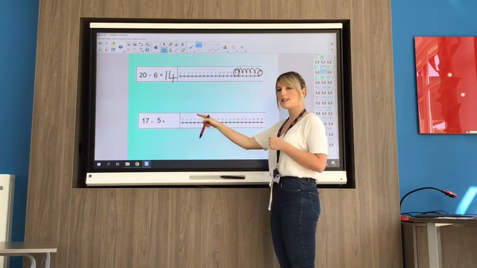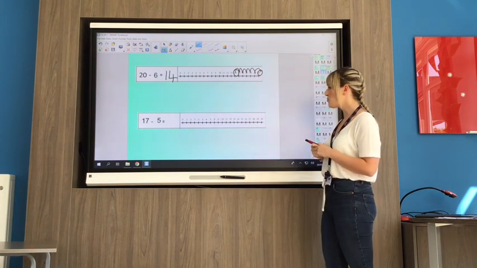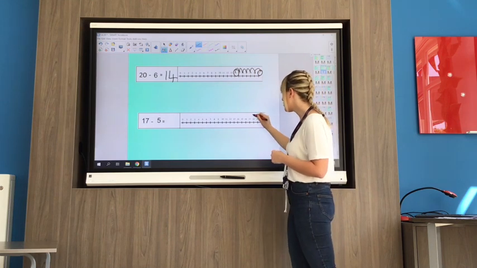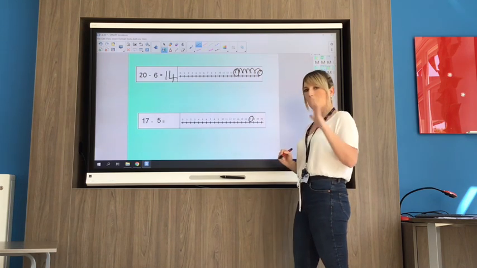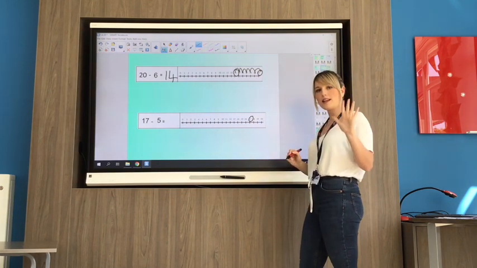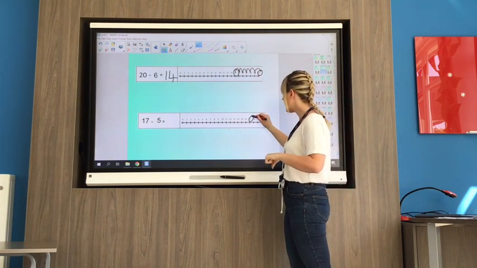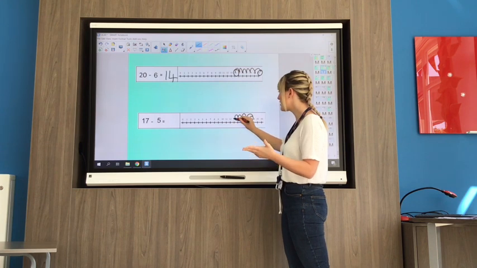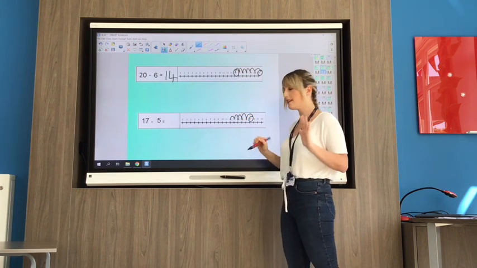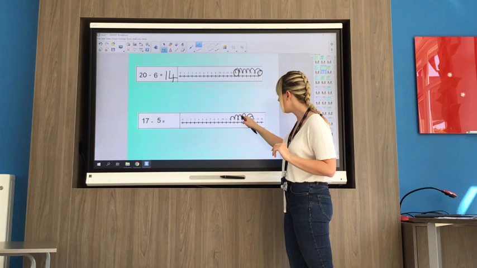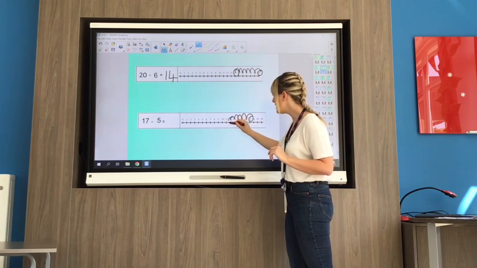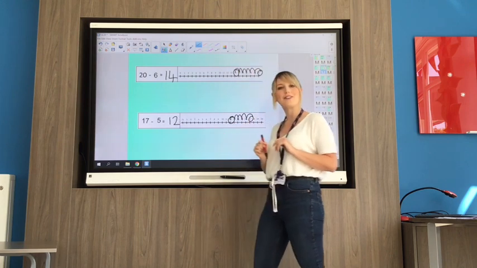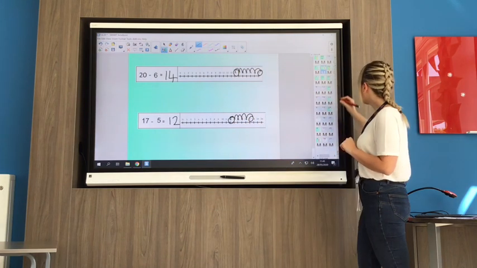Okay, the next one then, we've got 17 subtract 5. The number going in my head would be 17, so I'm going to circle it. I'm going to jump back 5 because I'm taking 5 away. So let's count 16, 15, 14, 13, 12. Let's check I've done 5: 1, 2, 3, 4, 5. I've landed on 12, so that's my answer. 17 subtract 5 is 12.